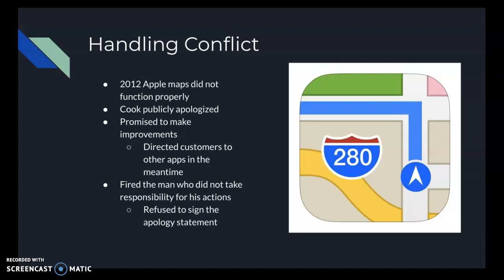So as a result, Cook made a public statement apologizing for the issues within the app and also promised to make improvements. In addition, he directed customers to other apps while they were fixing the Apple Maps. And these included Waze app and MapQuest. He also ended up firing the man that did not take responsibility for his actions of the poor Apple Maps, because this man had refused to sign the apology statement. So Cook ended up firing him from the company.